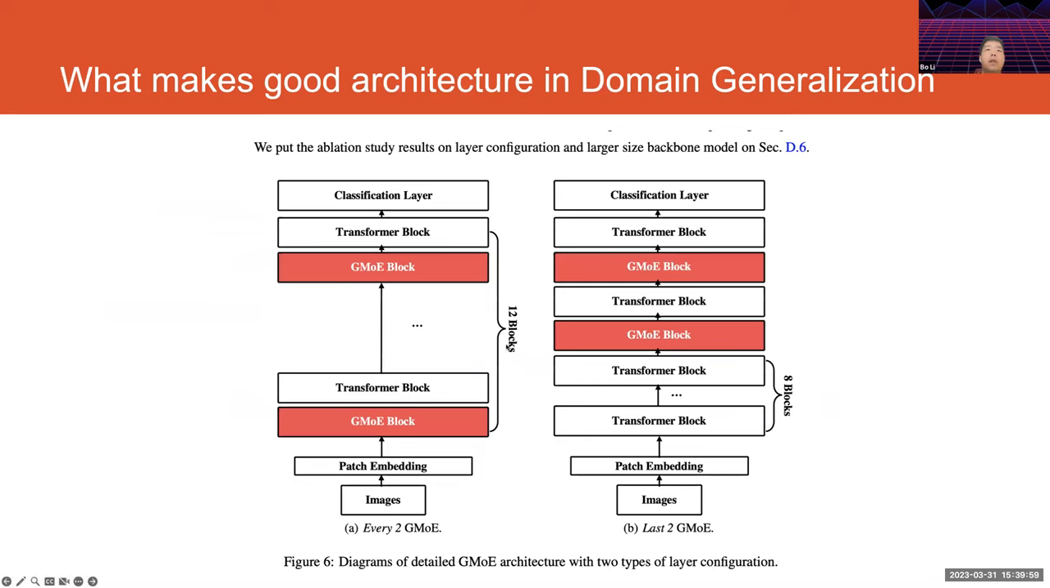The details look like this: if we have 12 blocks of MOE architectures, every two configurations look like this. Starting from layer one, you place the GMOE block, and then every two layers you place a GMOE block. The last GMOE placement is only in the last few blocks; in the last two blocks you place the GMOE block, following our every-two mechanism.